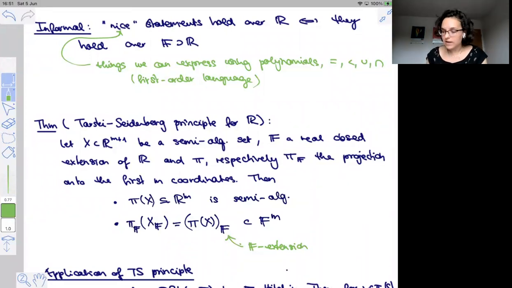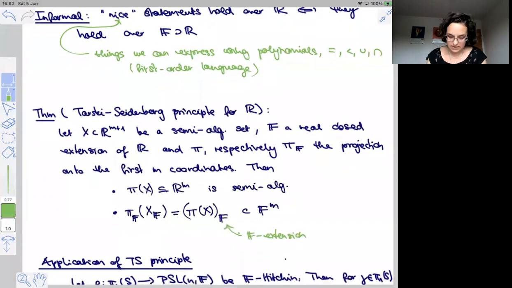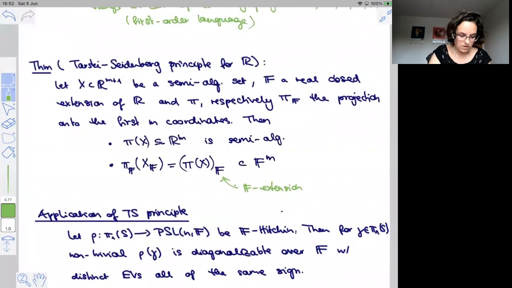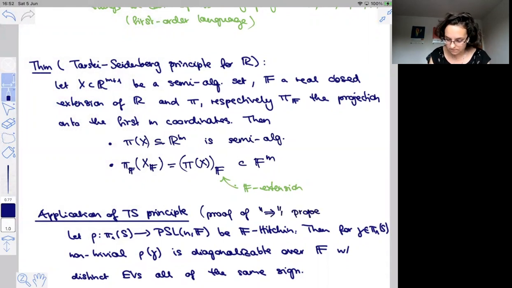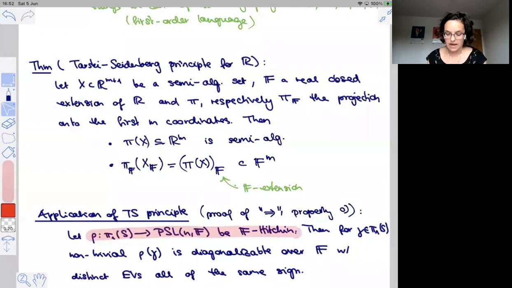Okay, now we come to an application of the Tarski-Seidenberg principle. What did I want to do? I wanted to prove to you the forward direction, which I call property 0. Let me recall that here. We start with a representation in the F-Hitchin component.